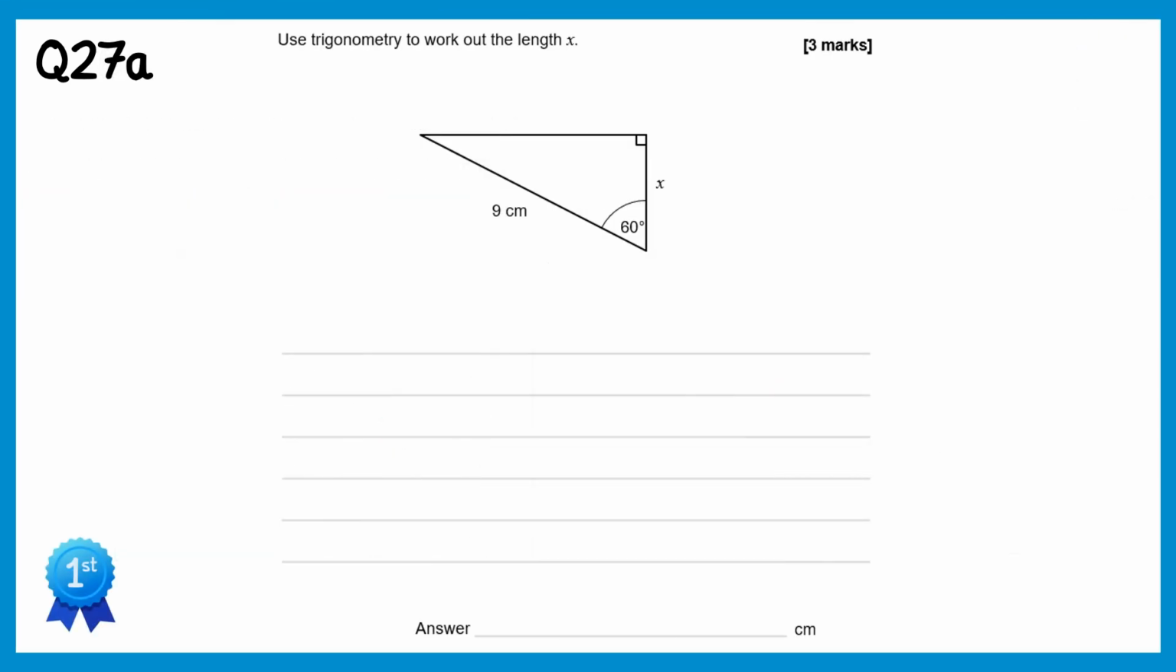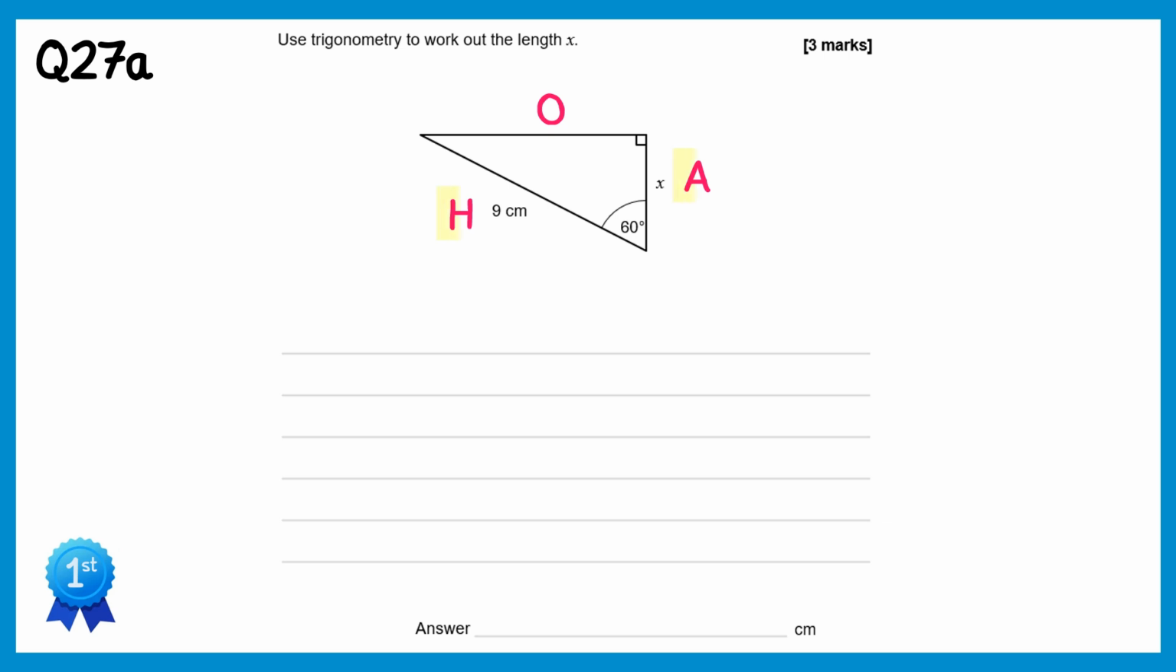For this question, we need to use trigonometry to work out the length of x. We start by labelling the triangle. I like to label the hypotenuse first, that's the longest side opposite the right angle. Then the opposite, which is opposite the angle in the question, so the one opposite the 60 is this one, and the final one must be adjacent.